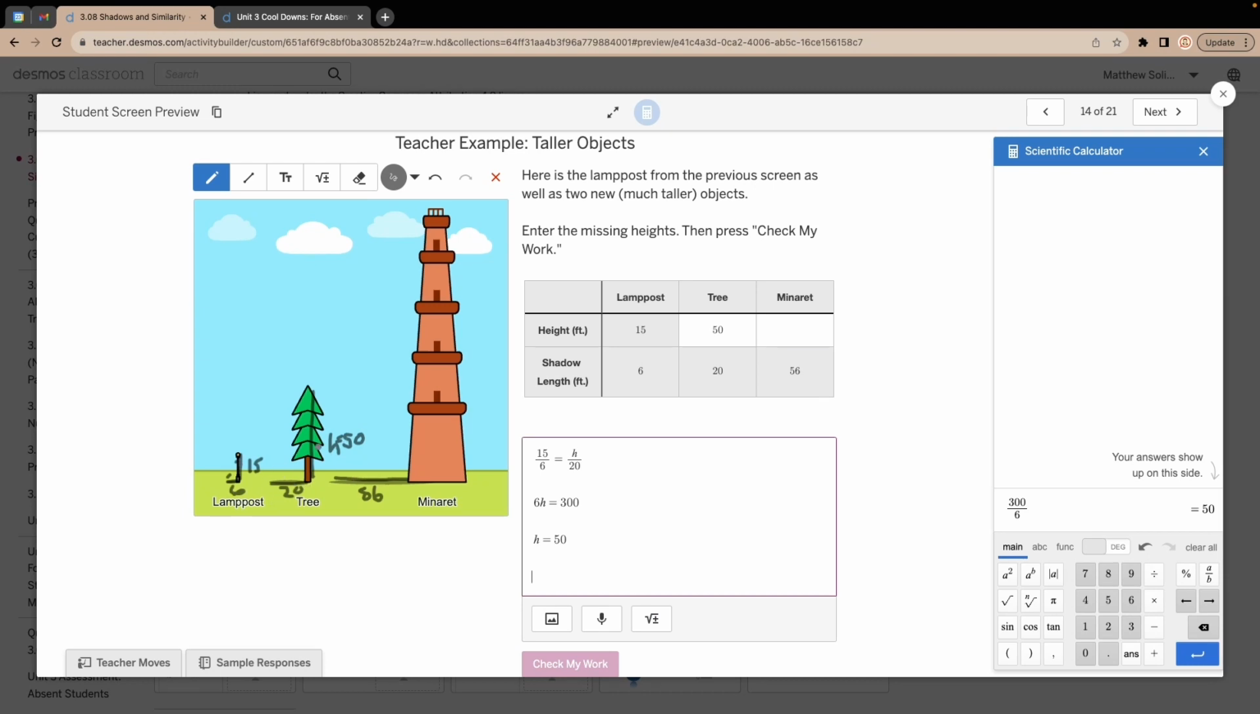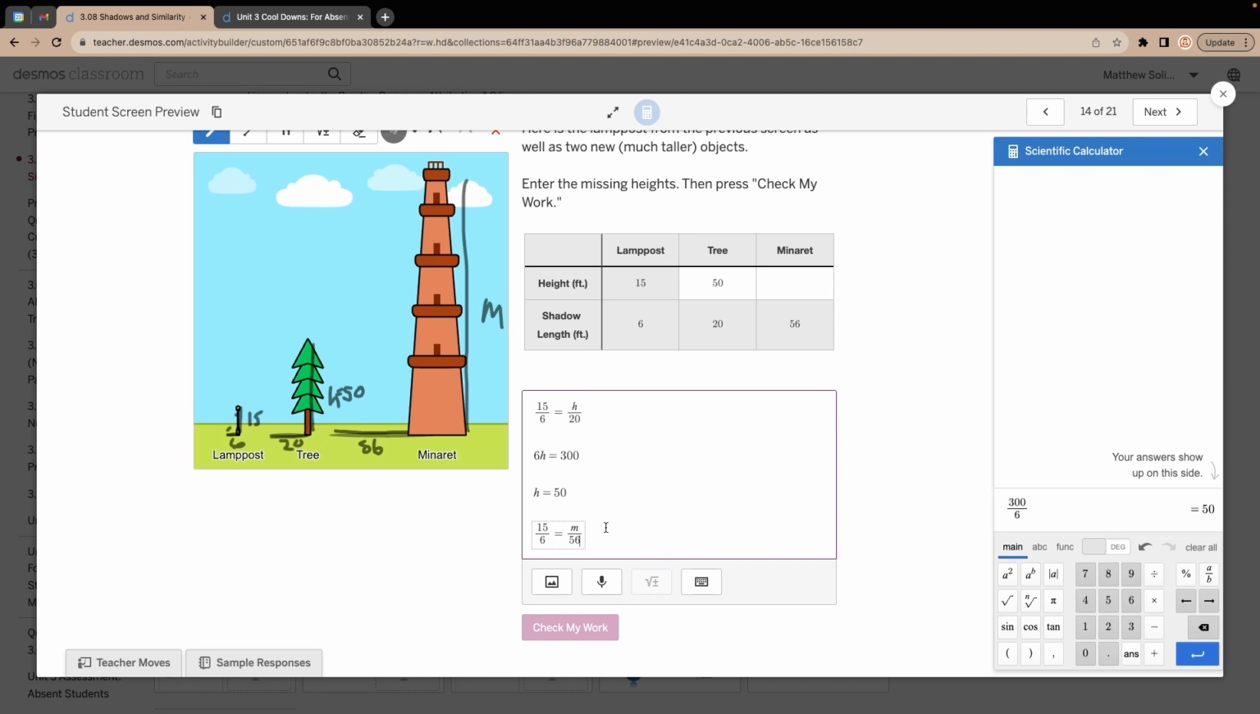I could use the 50 and the 20. I could use the 15 and the 6. I'm just going to use the 15 and the 6 again. So 15, the height of the lamppost divided by the shadow, equals, now I've got to make sure I do the height again, the height of the minaret. So let's call it M, divided by the shadow. So we did height over shadow, so let's do height over shadow again. 56 is the shadow. And now we're going to cross multiply and solve.